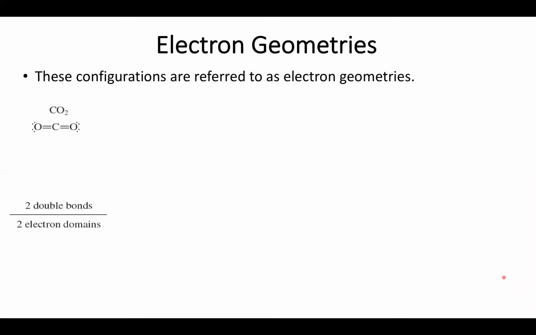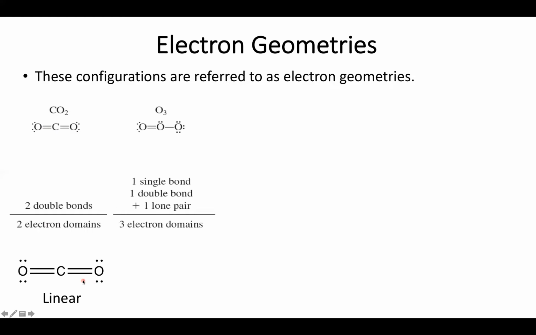So if I've got CO2, it's got 2 bonds. Doesn't matter if they're single or double bonds. A bond is a bond. So this gives 2 groups of electrons. So in order for them to stay as far away from each other as possible, they have to adopt a linear electron configuration. Then we have ozone, which we've encountered before. It's got 1 double bond, 1 single bond, and 1 lone pair. So this is 3 groups of electrons. In order to stay as far away from each other as possible, we get that trigonal planar structure.